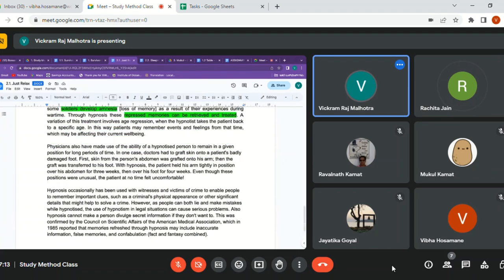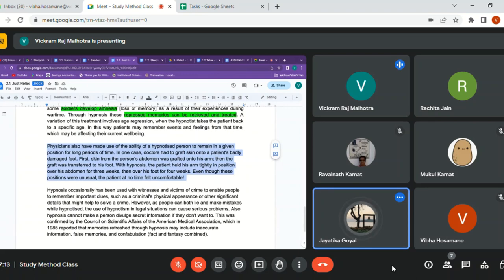Now, who would like to do this next paragraph? Anya? Go ahead. Physicians also have made use of the ability of a hypnotized person to remain in a given position for long periods of time.